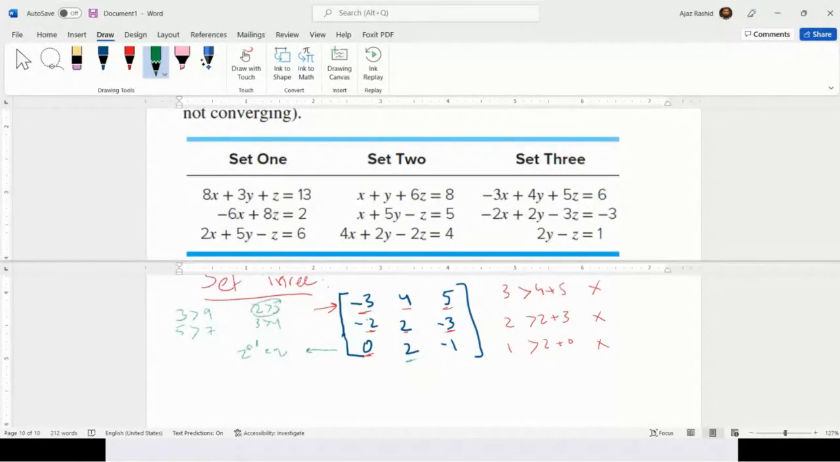So maybe if we take this one, because at least 2 is closer to 5 than 3 is to 9, and this one is still okay, if 5 is a bit close. So if we take this for x1 and take this for x3, then you see whether it's going to converge or diverge. So we said this for x1, x2, and x3.